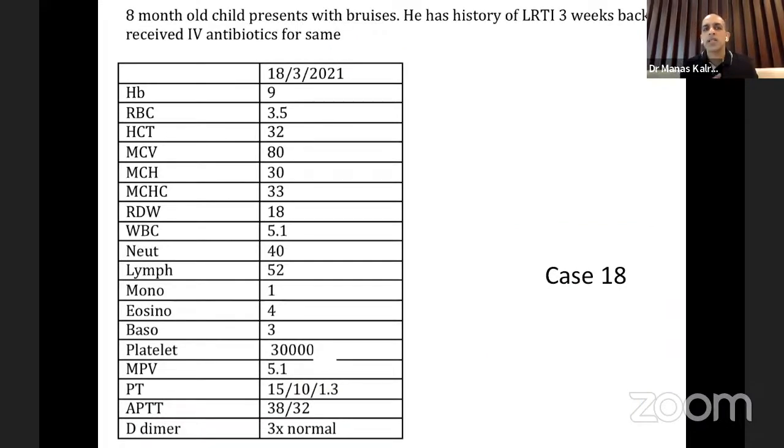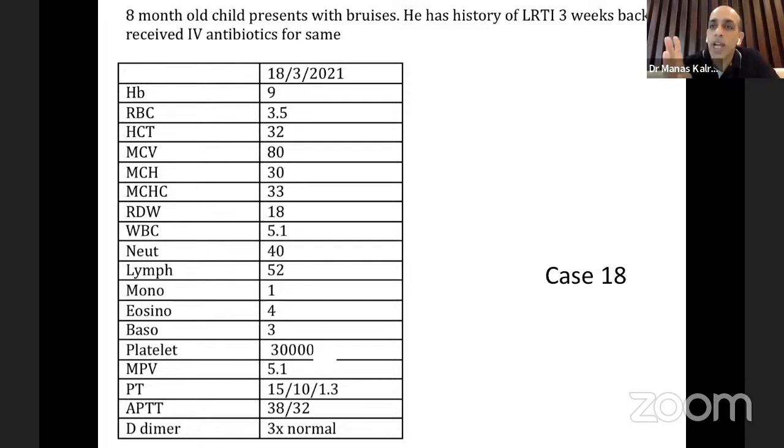Now look at this child. This is an 8-month-old child who has received IV antibiotics for a lower respiratory tract infection. Now this child comes to you with thrombocytopenia. Again, ITP, everybody thinks. Everybody thinks that thrombocytopenia means there is some past history of infection, that means there is ITP now. But if you carefully look at every patient and every CBC, normally ITP is triggered by upper respiratory tract infection. But this is an 8-month-old, young child. This child has pneumonia.